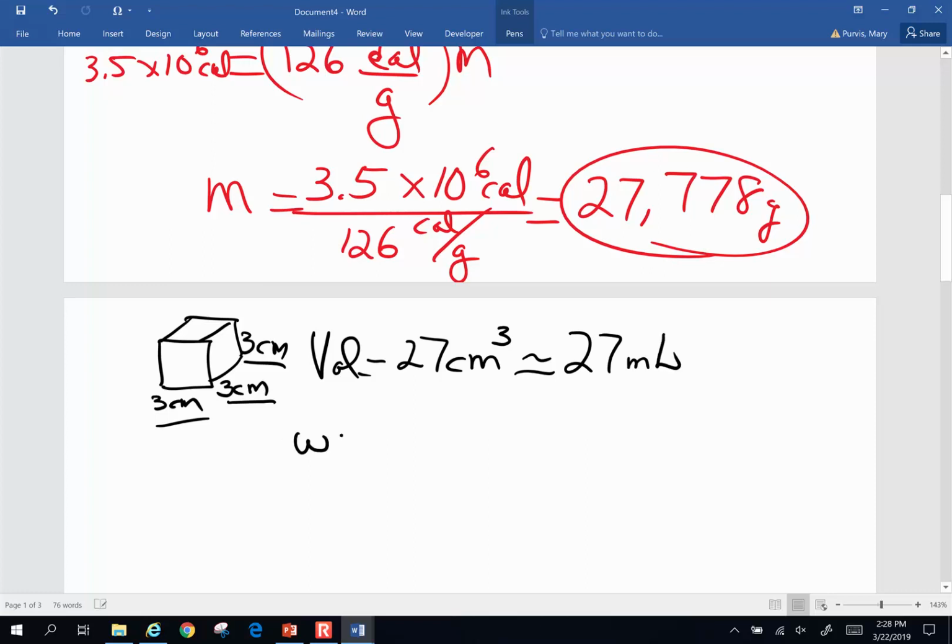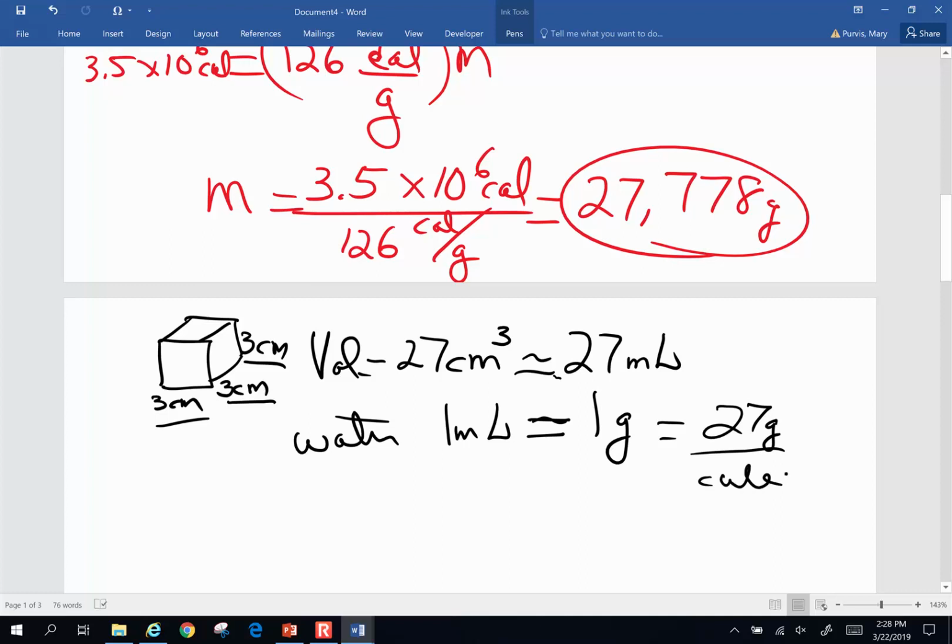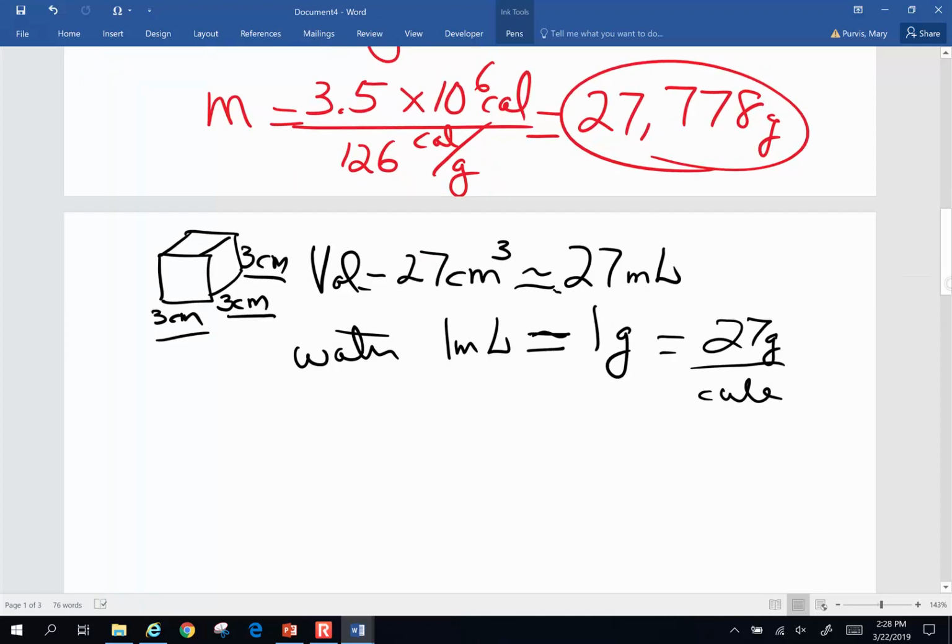And for water, 1 milliliter is exactly the same as 1 gram. For ice, it's slightly different, but we're ballparking things here. So I'm going to go with the fact that there's going to be 27 grams per ice cube. So how many ice cubes am I going to have to actually eat? Well, just to make the math easy, let's round this off.